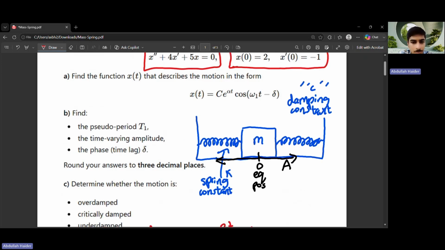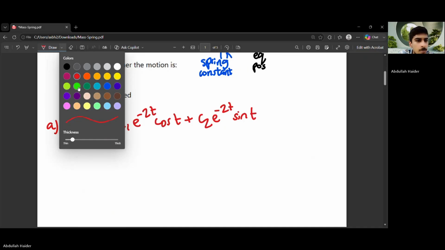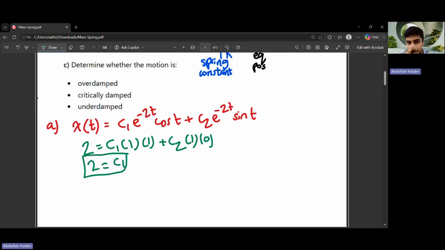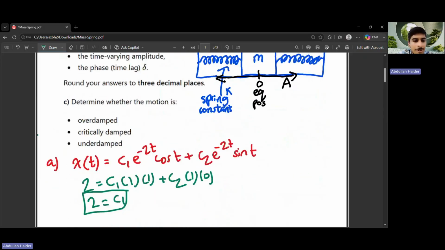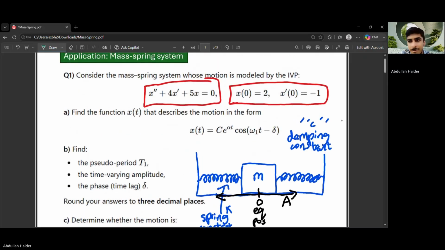So we'll apply our new initial conditions for this problem now. x0 is equal to 2. So 2 is equal to c1 times 1, plus c2 times 0. So 2 is equal to c1. This is your c1, which is 2. Now you found c1. To find c2, you can use the derivative and then apply this condition.